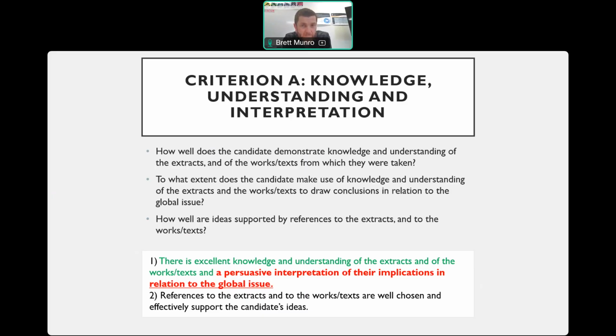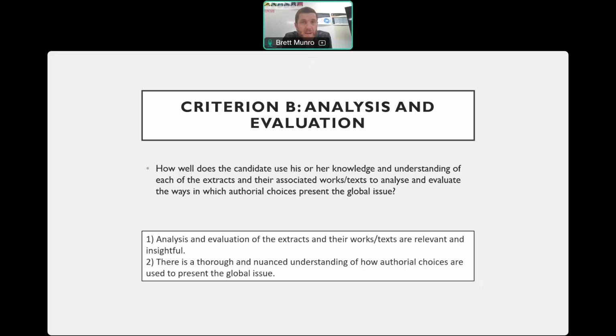If we pop down to the bottom here, your ability to perform highly depends on having an excellent knowledge and understanding of the extracts and of the work's text, and having a persuasive interpretation of their implications in relation to the global issue. You also should make references to the extracts and works that are well chosen and that effectively support the candidate's ideas. Criterion B is looking at analysis and evaluation. In performing highly in criterion B, your analysis and evaluation of the extracts of the works should be relevant and insightful.